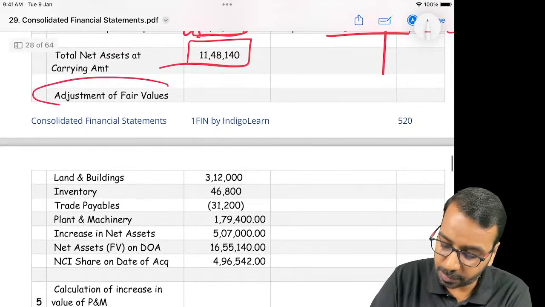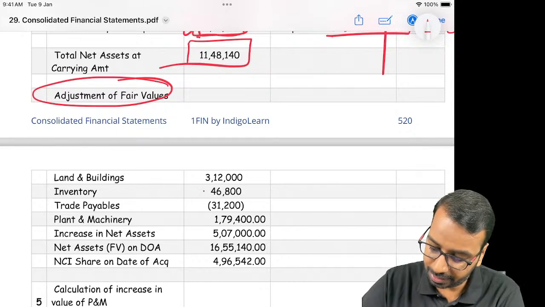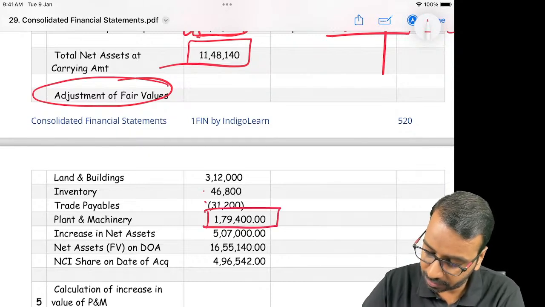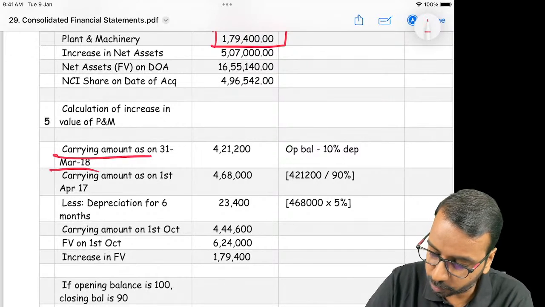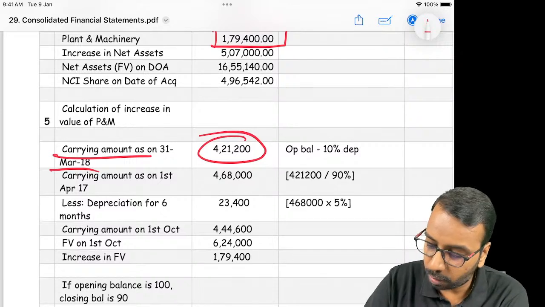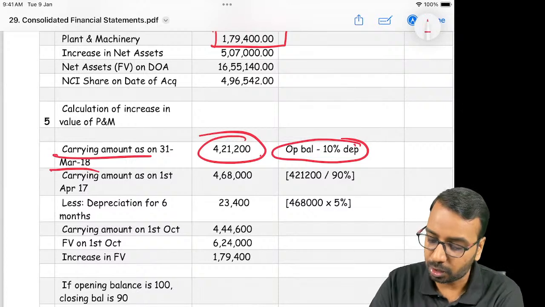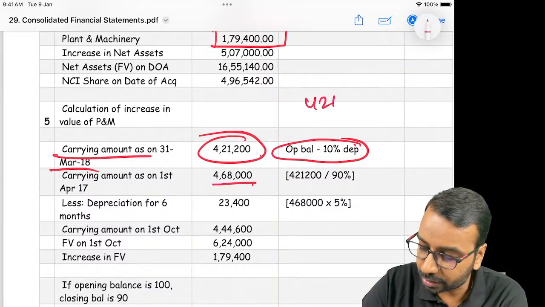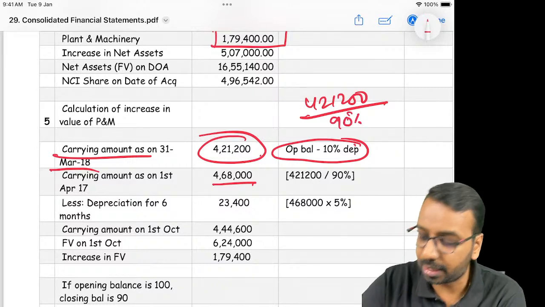Then adjustment of fair value is very, very important. Land and building, inventory, trade payables, plant and machinery. This is very, very important that you have to calculate. How do we calculate? See, carrying amount on 31st March is 4,21,200. Now, this is the opening balance minus 10% depreciation. So, how much will be the opening balance? 4,21,200 divided by 90%. Why 90%?